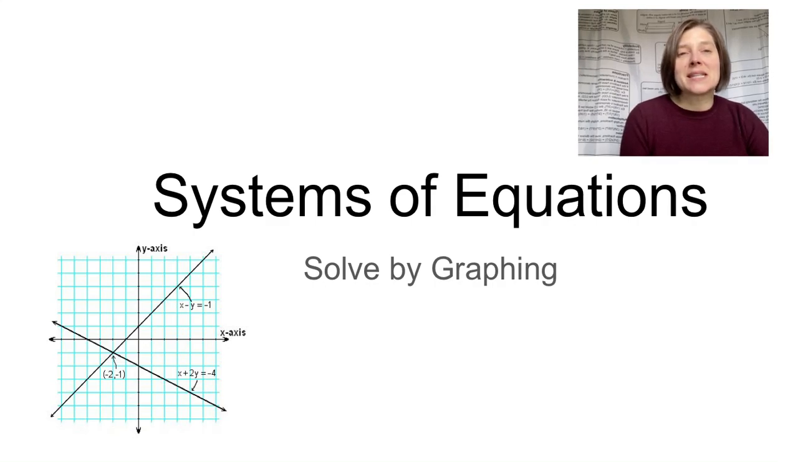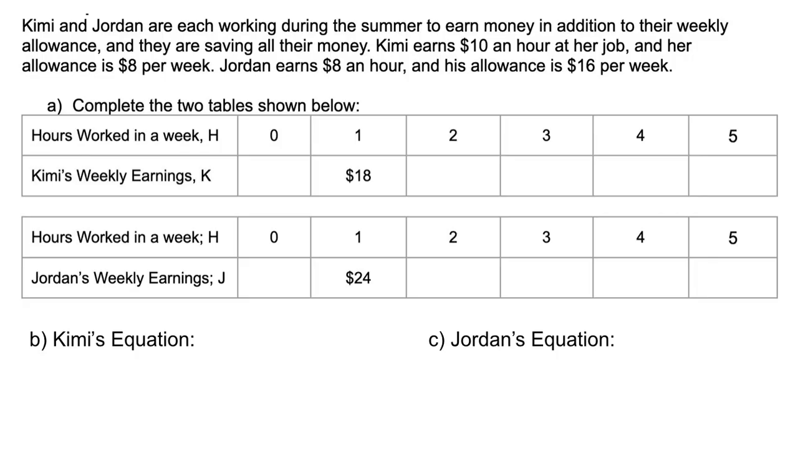Hi mathletes, this is going to be a short video lesson about systems of equations where we focus on how to solve them by graphing. We're going to start with the scenario where Kimmy and Jordan are working during the summer to earn money in addition to their weekly allowance, and they're saving all of their money. Kimmy earns $10 an hour at her job, and her allowance is $8 per week. Jordan earns $8 per hour, and his allowance is $16 per week.